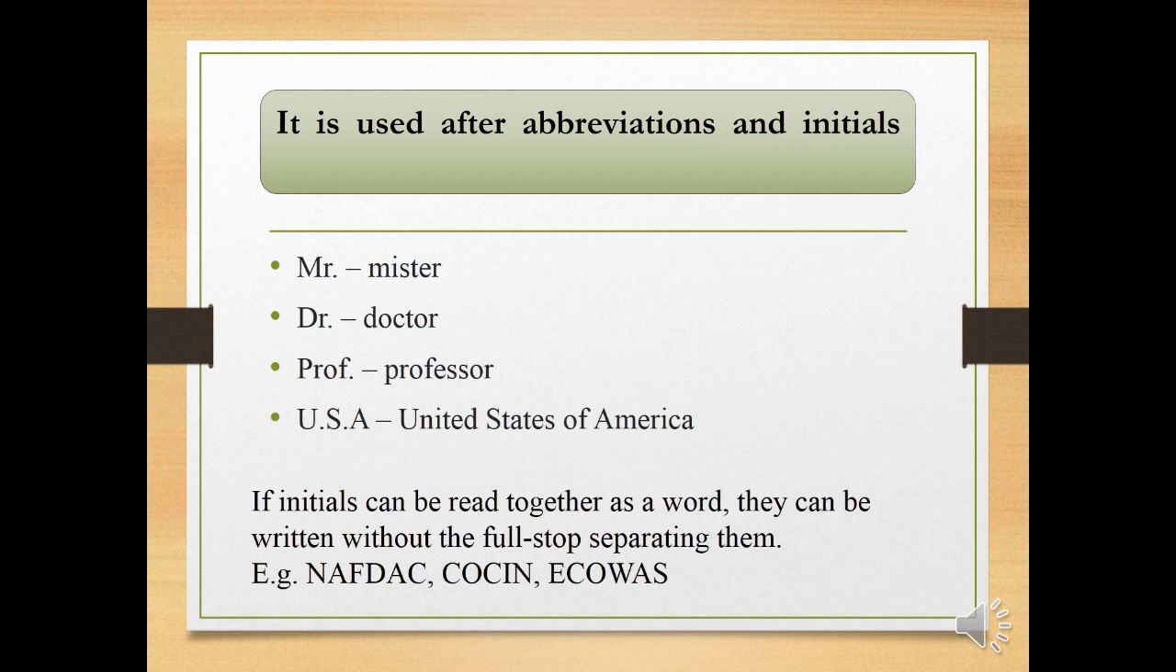U.S.A. is written with the dots separating the letters, the initials of the different words in the name, United States of America. If initials can be read together as a word, they can be written without the full stop separating them. For example, you can have NAFDAC, NAFDAC, ECOWAS, and several others.